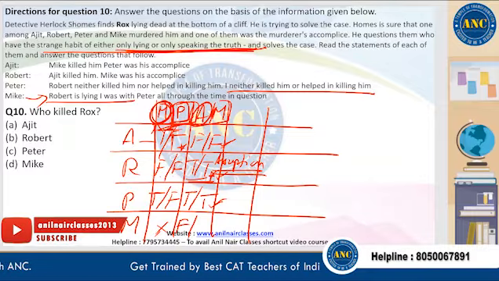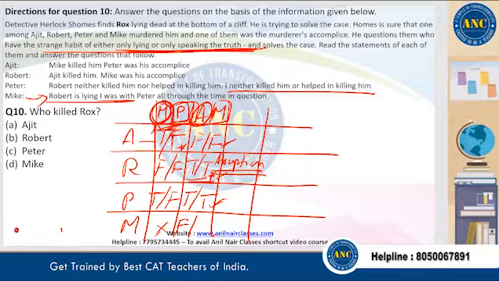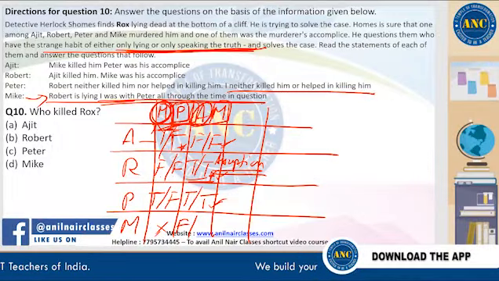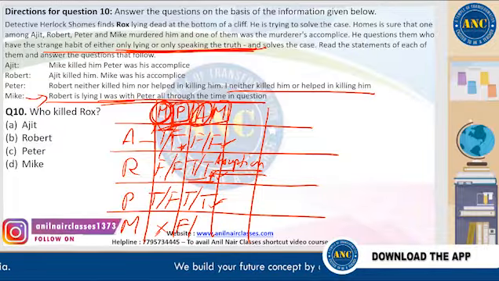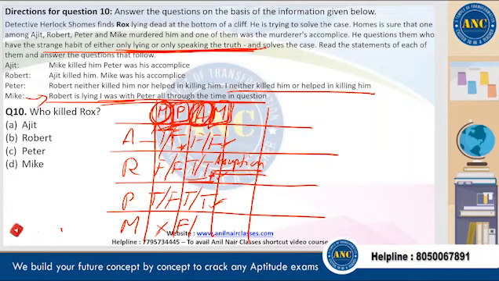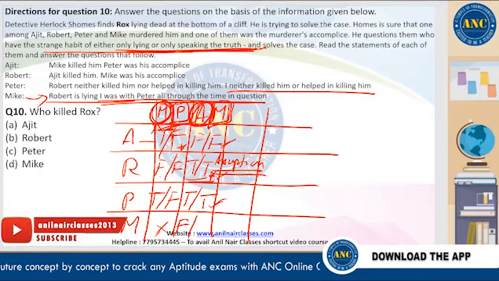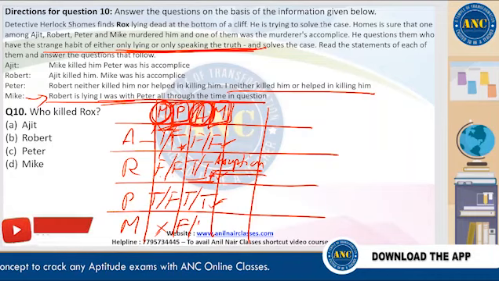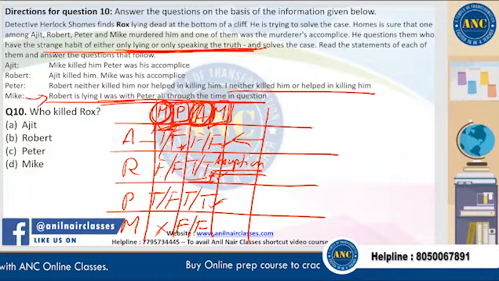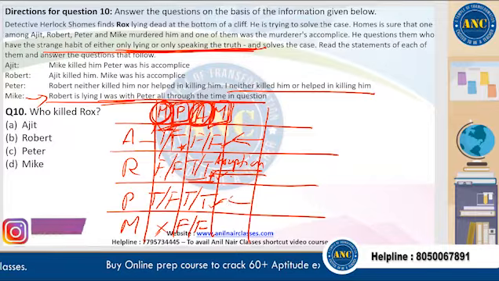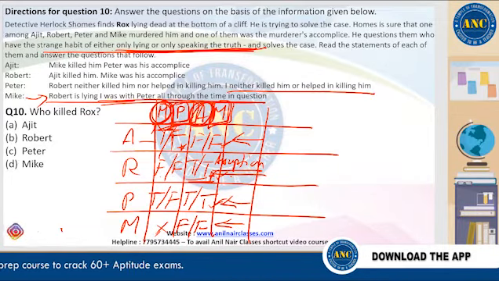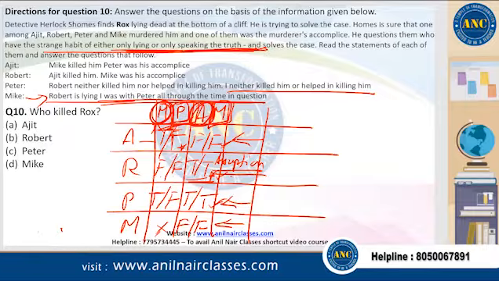That cannot be true. And I was with Peter all through the time in question. Mike says he was with Peter all through the time in question, but Mike is the accomplice. Who was he with? He was with Ajit all through the time in question during the murder, not with Peter. That means this statement is also false. So you'll notice that we have a false and a true, that is the assumption. So that works. We have the strange habit of either only lying or only speaking the truth.